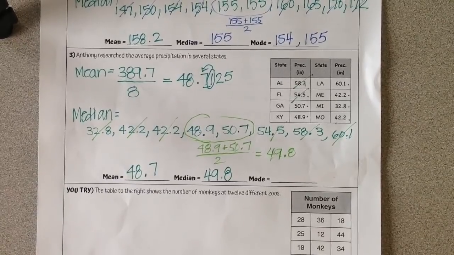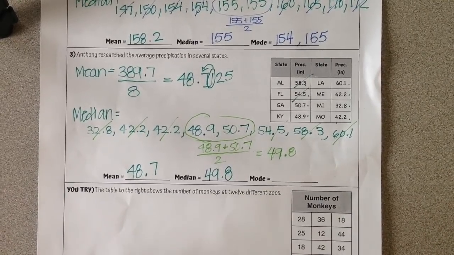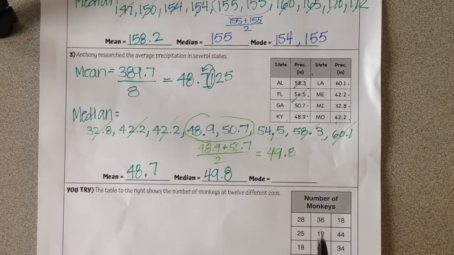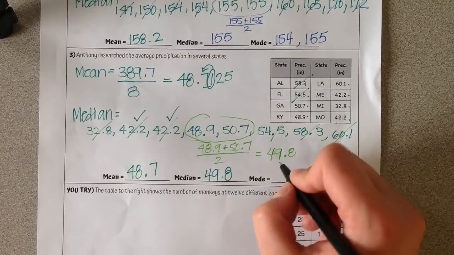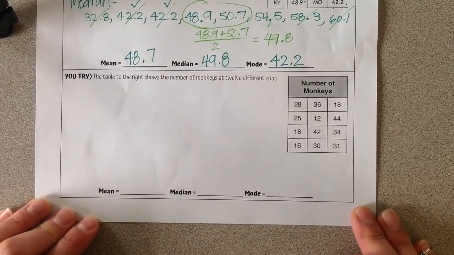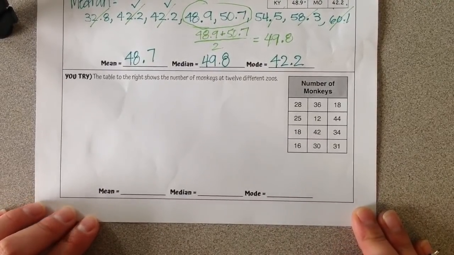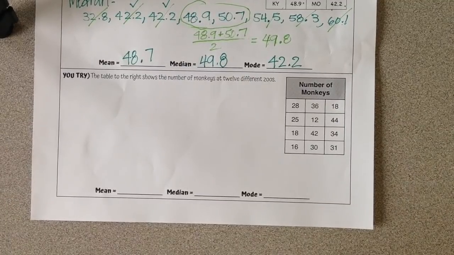Right? For my mode, I'm going to look to see which value occurs the most often. Everything only occurs once except for 42.2. That occurs twice. So that is my mode. Right, go ahead and move on to the U try. It says the table to the right shows the number of monkeys at 12 different zoos. So go ahead and find the mean, median, and mode.